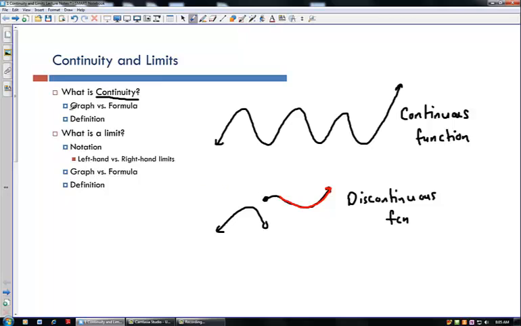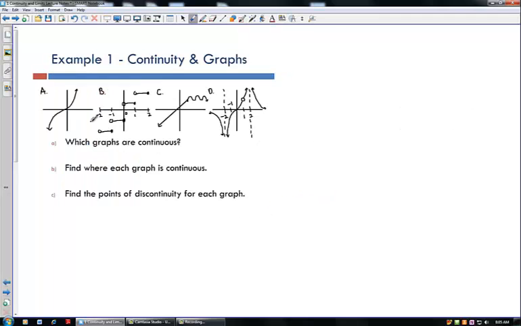All right, so let's take a look at a couple examples from the point of view of a graph. There are 4 graphs here, and we want to say which ones are continuous. So we have A, B, C, and D. Look at A, and notice I can draw A without lifting this highlighter. So I would say A is continuous.